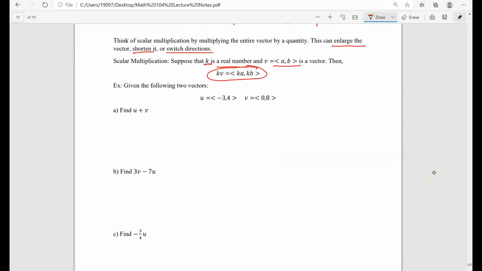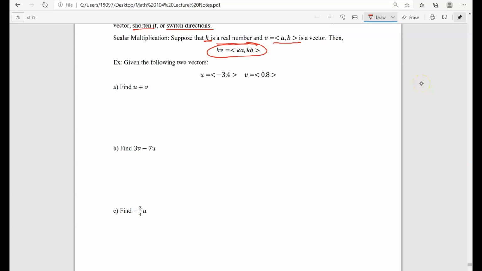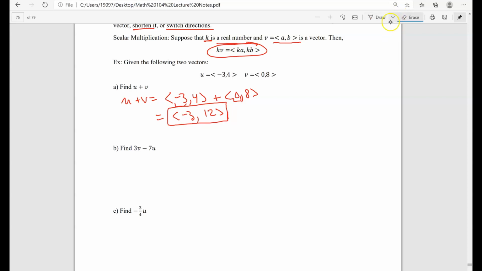So here, let's do this example. Given these two vectors, let's add them together first. So I want to do u plus v. That's going to be -3, 4 plus 0, 8. We're going to add the components together. That gives me -3, and this gives me 12. You can imagine that if I draw these two vectors, this new resulting vector, which is called the resultant vector, is going to go right through the middle. All right, now let's do the next problem.